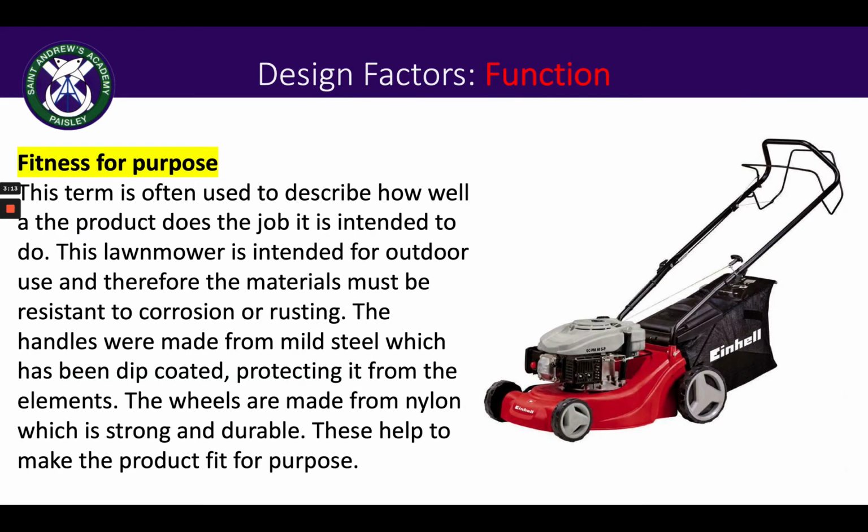The next thing you need to know about function is something called fitness for purpose. Fitness for purpose is a term that is often used to describe how well the product does its job that it's intended to do. So if we go back to that lawnmower, the lawnmower is intended for outdoor use, therefore the materials must be resistant to corrosion, rusting. The handles were made from mild steel in this case, which have then been dip coated in the powdered plastic, and that would protect that from the elements of being outdoors. The wheels are made from nylon, which are strong and durable, and they help the product be fit for purpose.